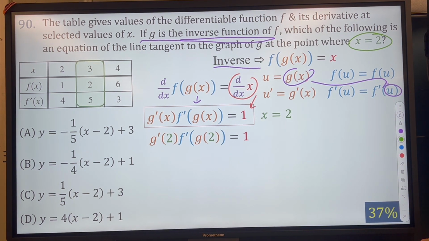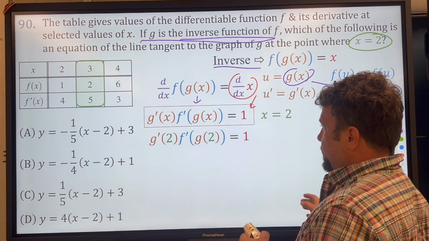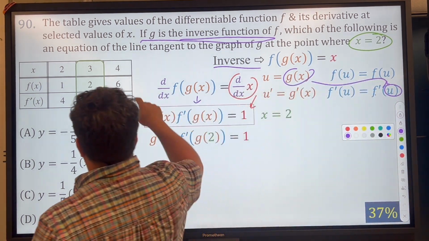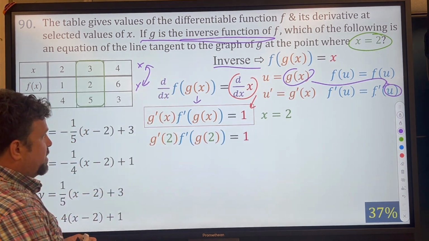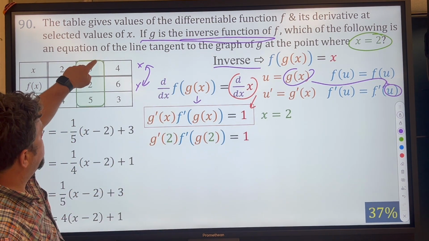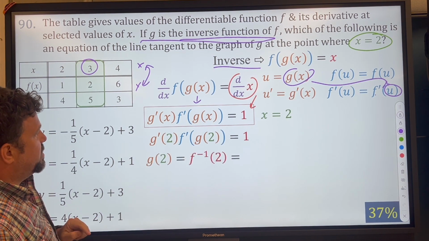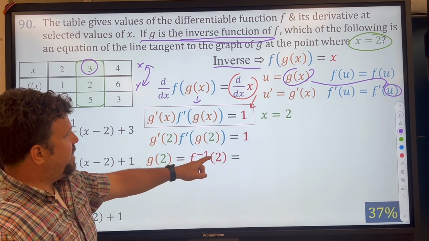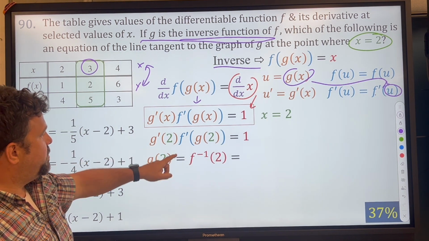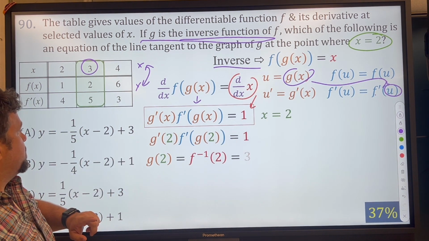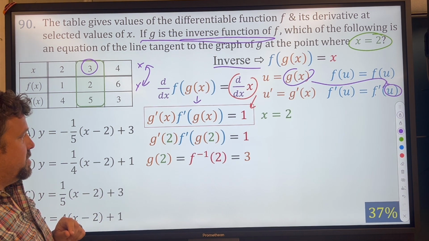Now here's how it works. Since we're doing inverses, that means opposite, okay? So since this is normally x and this is normally y, we flip them, right? So in g of 2, we have a 3. Okay? So f negative 1 of 2 is 3. g prime 2 is the same as g of 2. And now it equals 3.